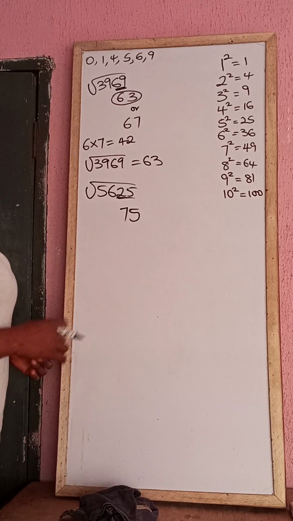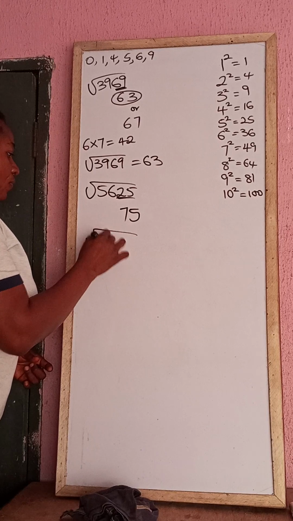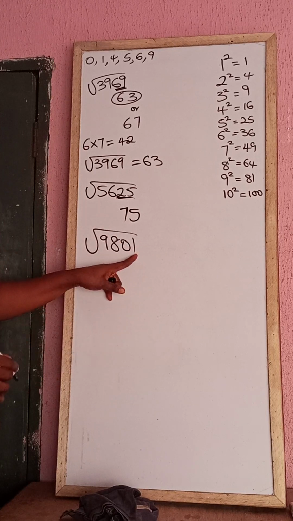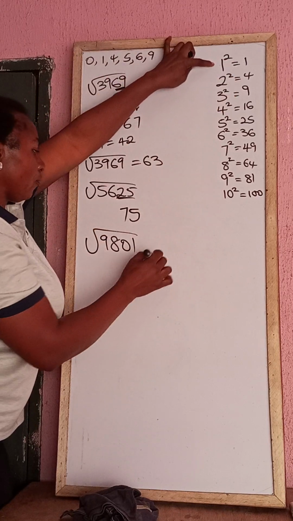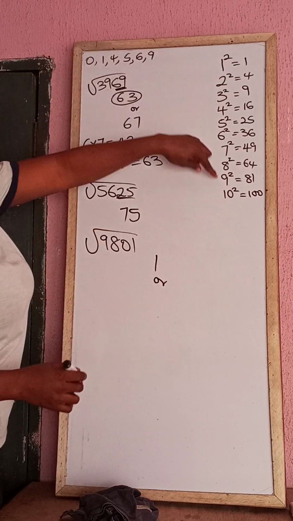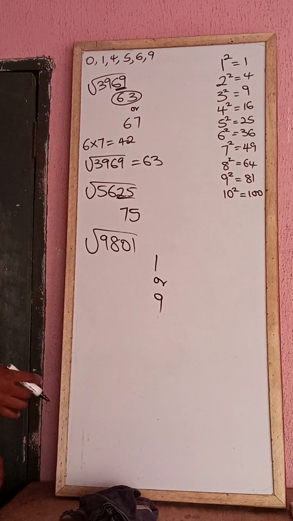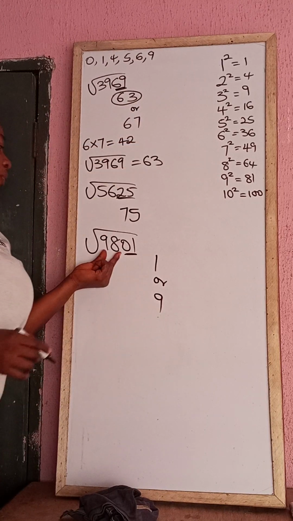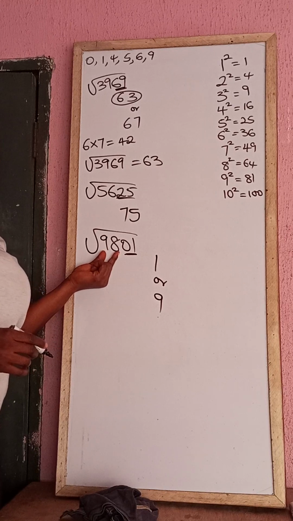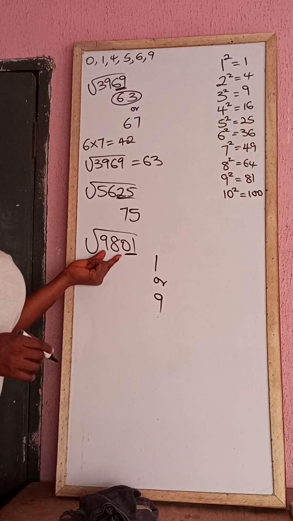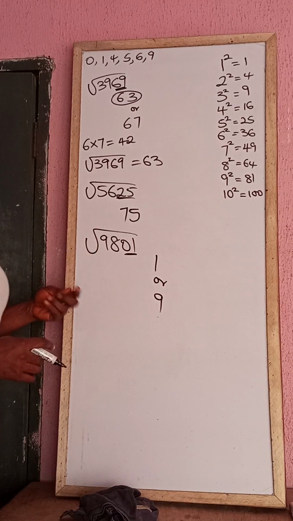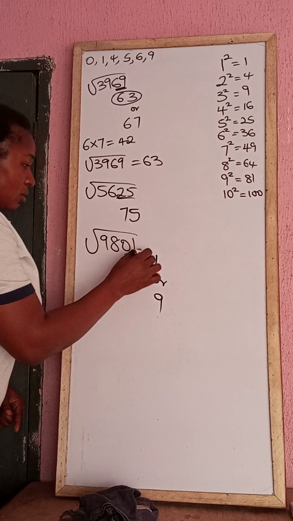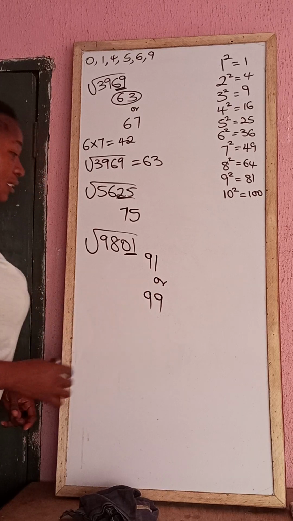Let us also look at the square root of 9801. The last digit here is 1, which means for our answer, the last digit is either a 1 or it is a 9. We strike out these 2. Now, the closest perfect square to 98 is 81. It has to be the one that is less than 98, because we also have 100, but 100 is bigger than 98. So we go by 81. Now, the square root of 81 is 9. So our answer is either 91 or it is 99.